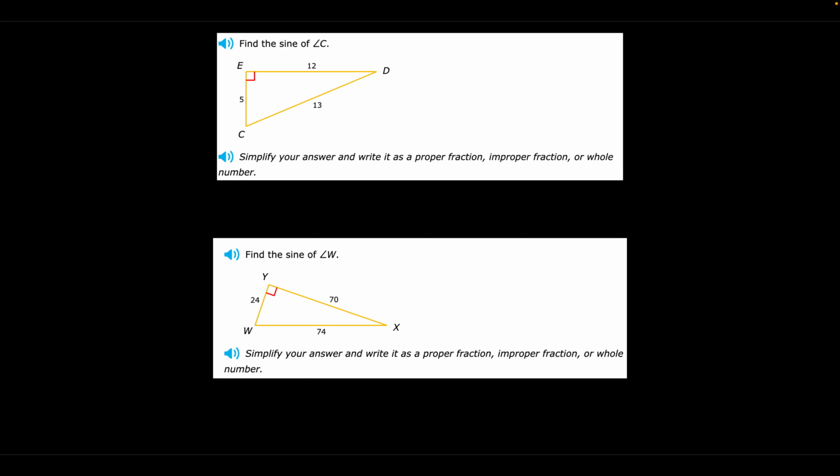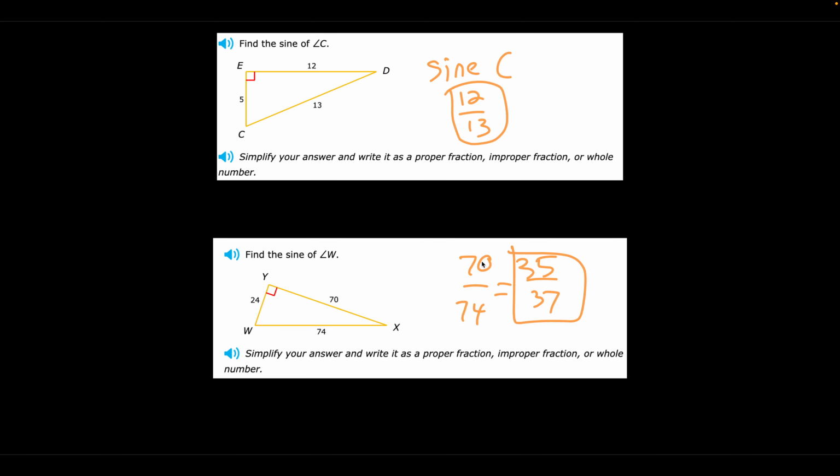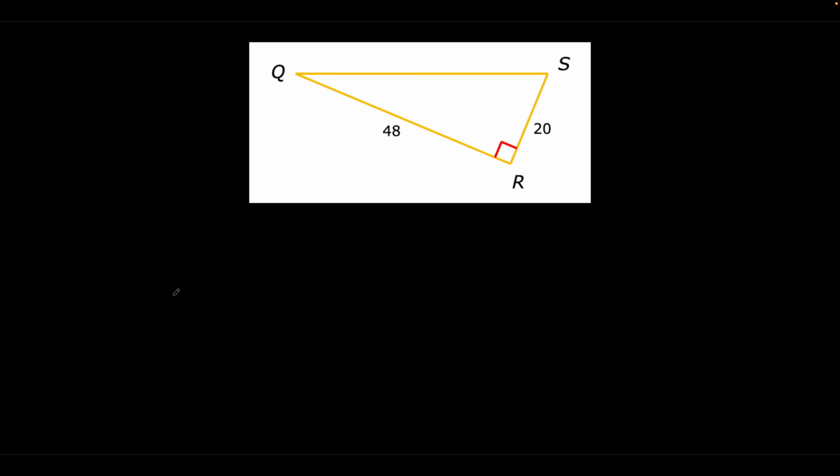Okay, now that you've had time to work these problems, let's check your solutions. For the first problem, you should have just gotten 12 over 13, can't be reduced. And for the second problem, you should have gotten 35 over 37 after reducing. All right, so that is the sine.